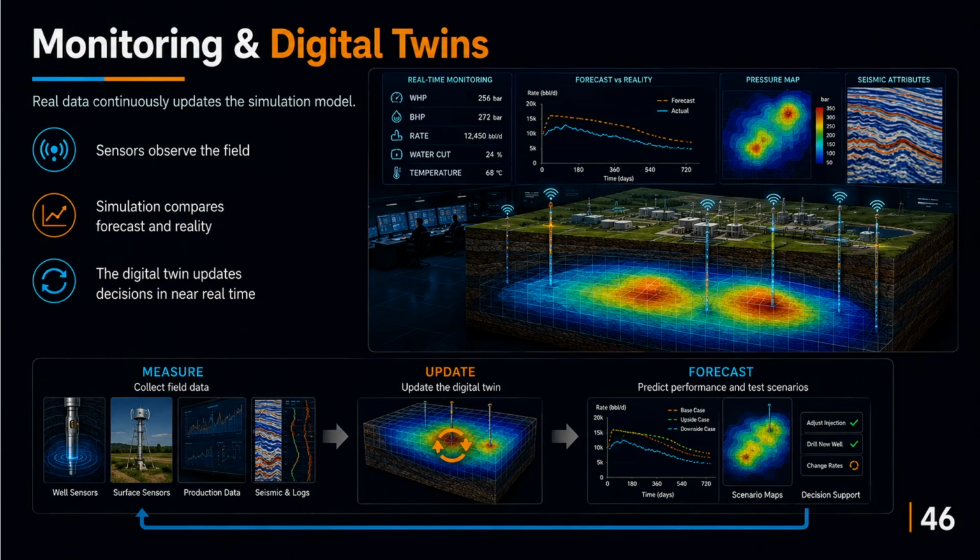At the beginning of a project, uncertainty may be large. As new data arrive, the model is updated, uncertainty can be reduced, and operational decisions can be improved.